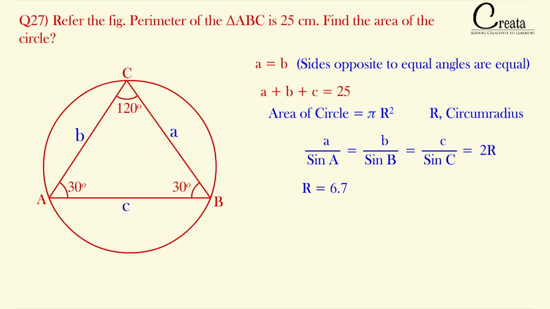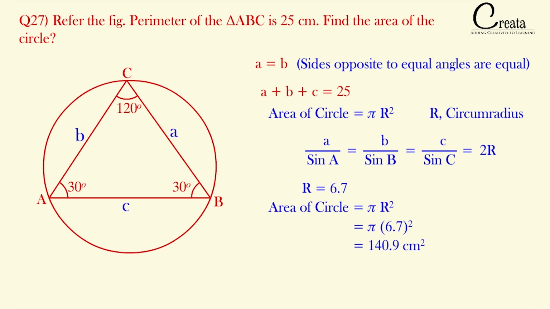Further, we have to calculate the area of the circle. And we know the area of the circle is pi r square. And just now we have calculated capital R as 6.7 centimeter. On putting the value and solving, we got the area of the circle as 140.9 centimeter square. This is the answer to the question. Got it?